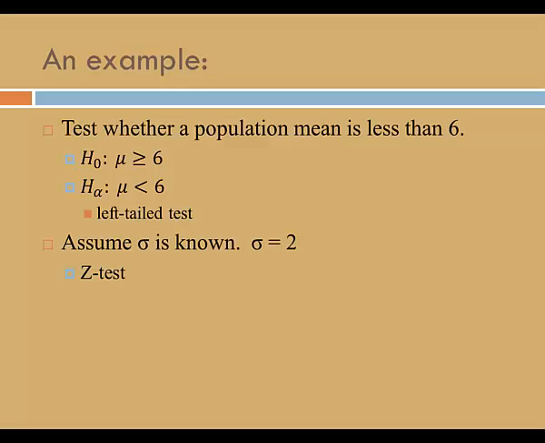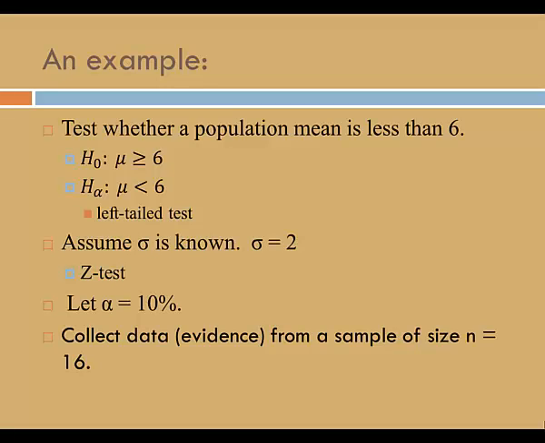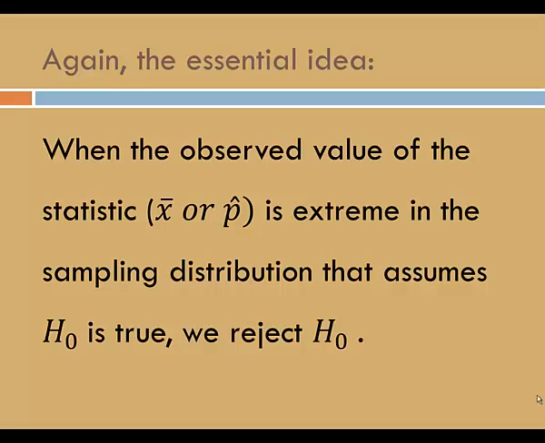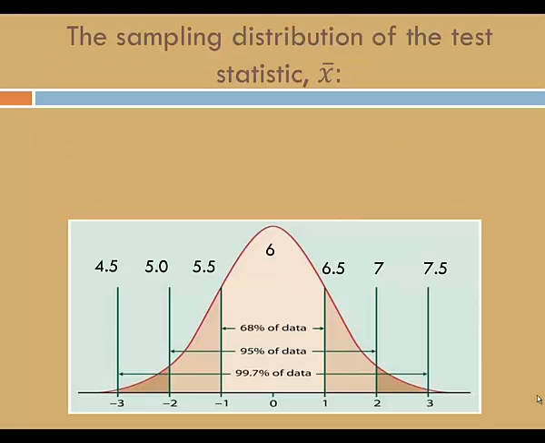Since sigma is known, we'll conduct a z-test. Let's let alpha, the level of significance, be 10%. We'll collect data, our evidence, from a sample of size n equals 16. Let's say that the sample yields a mean of 6.9. Again, the essential idea: when the observed value of the statistic, in this case x-bar, is extreme in the sampling distribution that assumes H0 is true, we reject H0. Let's take a moment to consider the sampling distribution of the test statistic x-bar.